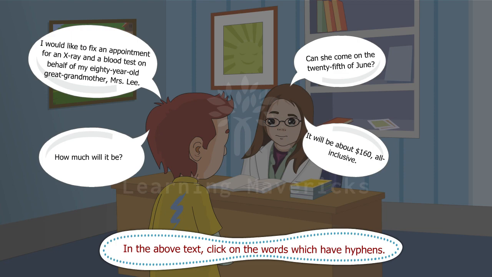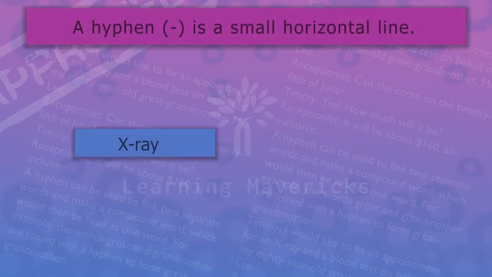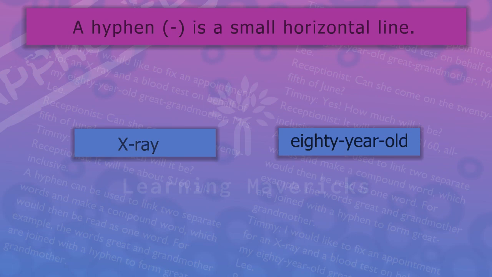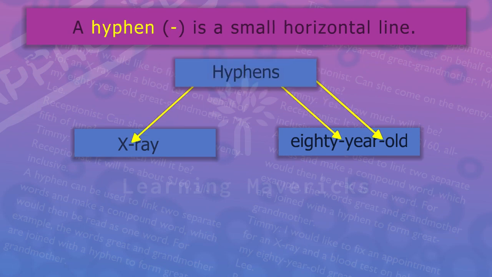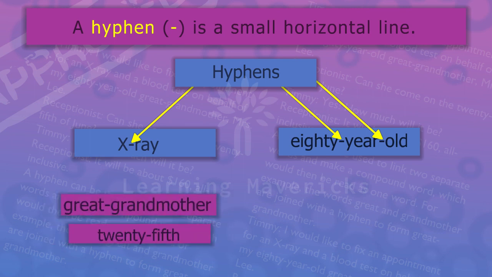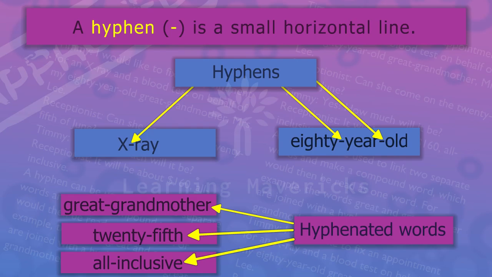In the above text, click on the words which have hyphens. Look at the words that you've just clicked on. Do you see the small horizontal line between them? It's called a hyphen. And all these words containing a hyphen are called hyphenated words.